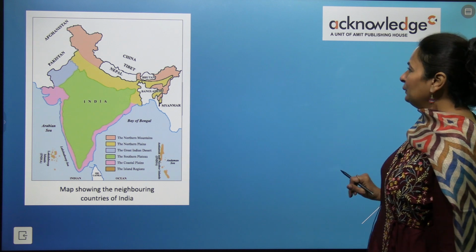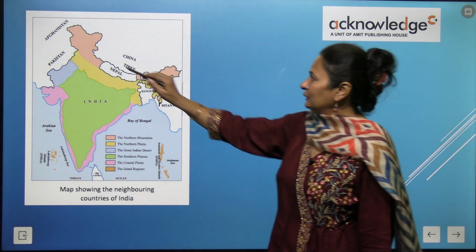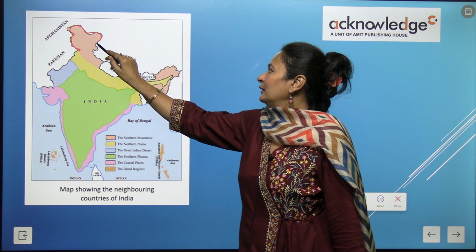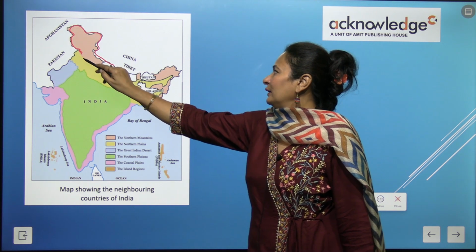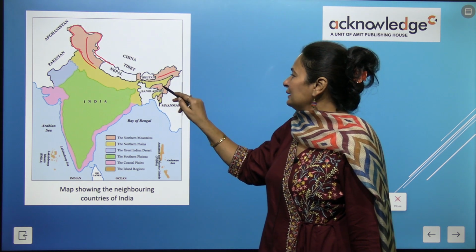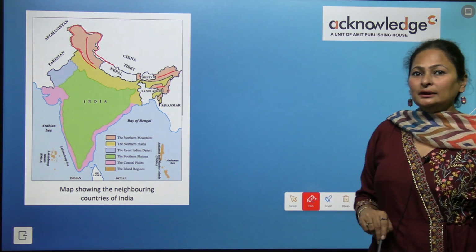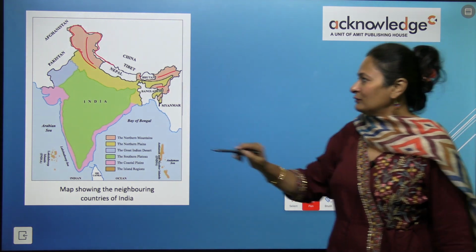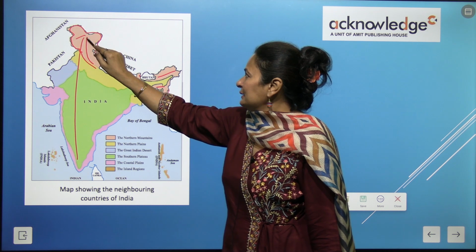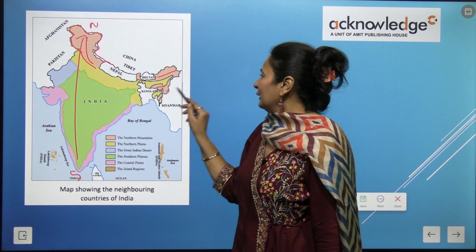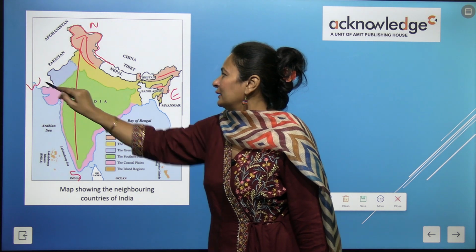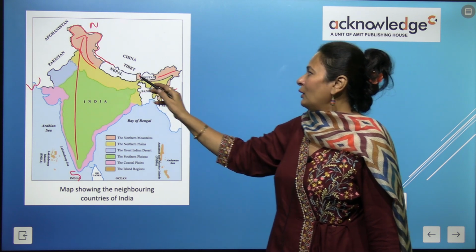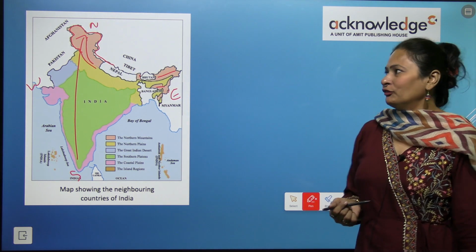Here you can see the pink, peachish color. This is the Northern Mountains area of our country. This is the part of Northern Mountains. It stretches from north to east. We learnt like this now. This is the north direction. This is the south. This is the east, and this is the west direction. So the Northern Mountains stretch from north to east part of our India, right?